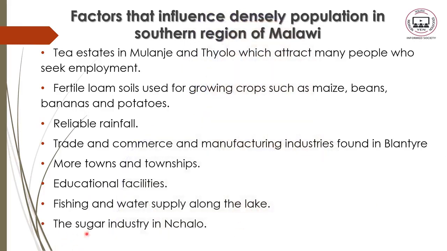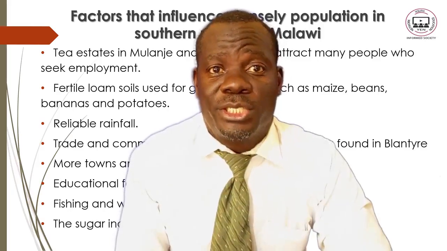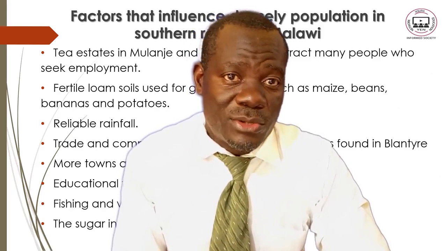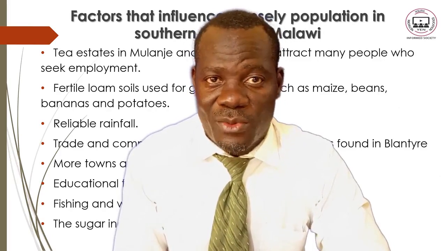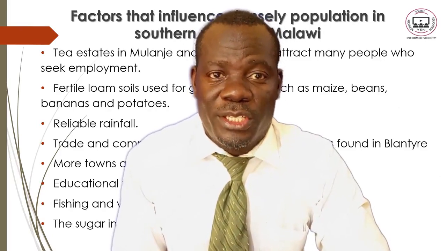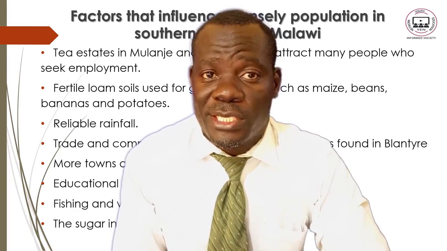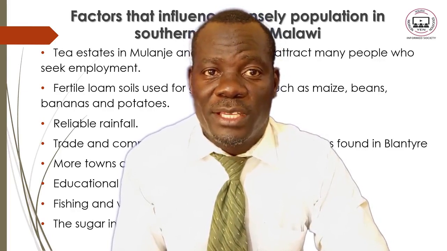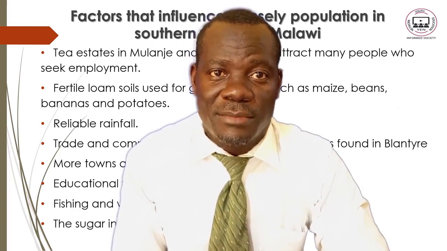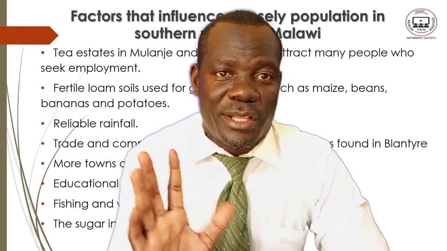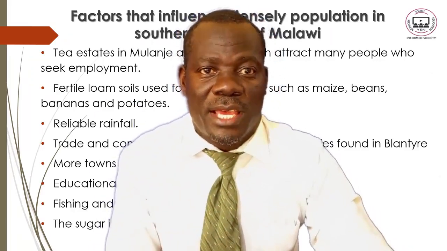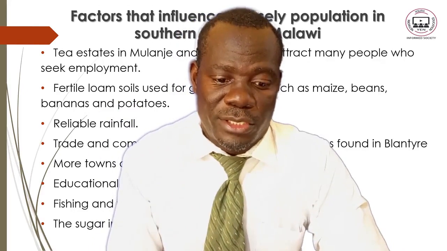And also the sugar industry in Nchalo. Again, we see that in Chikwawa, the place is also densely populated. Why? Because of the sugar industry. There is a sugar estate there, so people go there for work, to find employment. As a result, some have settled there permanently, and we see that there is high population in the southern region.